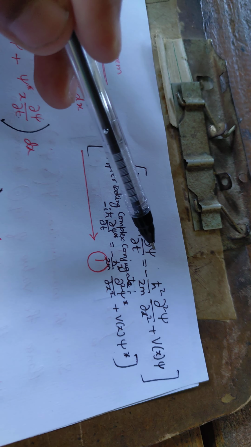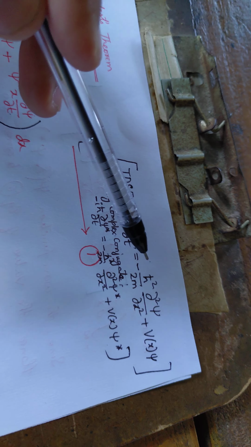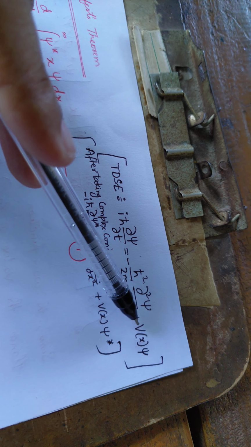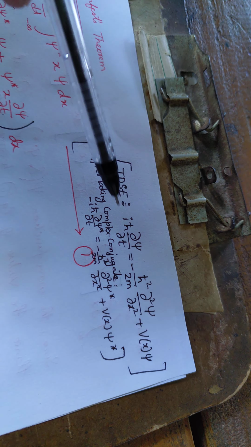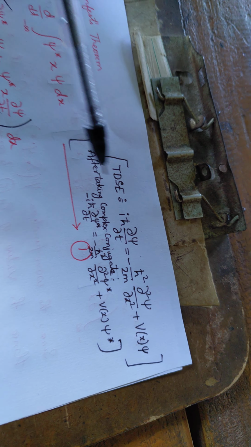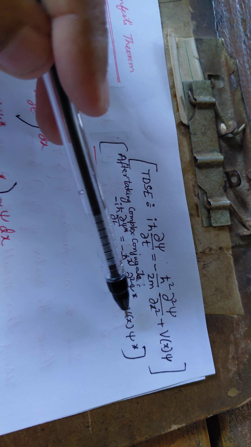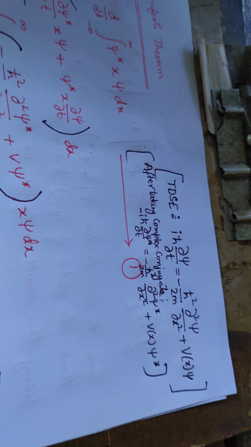dt of psi, that is the partial derivative, equals minus h cut square by 2m del square by del x square of psi plus V of x psi. Please remember that this potential is a real function. Now if you take the complex conjugate, it becomes minus i h cut del t of psi star equals minus h cut square by 2m del square del x square psi star plus V of x psi star.